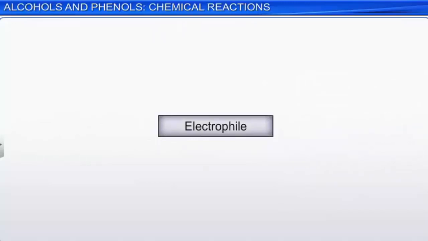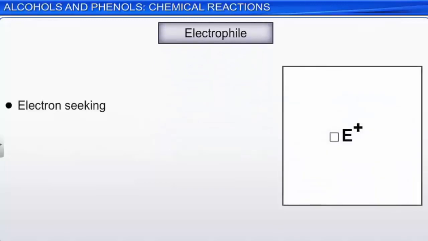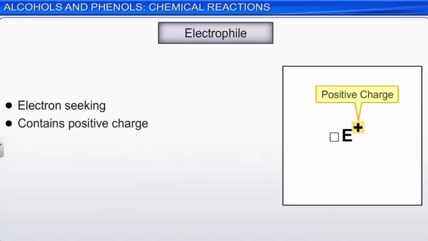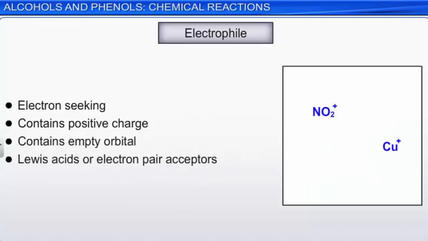Another important term is electrophile. The term means electron seeking. An electrophile typically has a positive charge and an empty orbital. Electrophiles are Lewis acids or electron pair acceptors. The cations shown here are both examples of electrophiles.